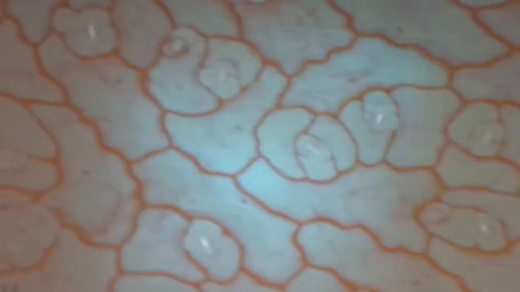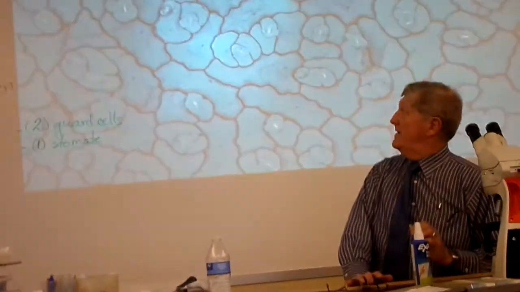All right, now please put slide number 97 on your scope. 97. And you're going to have to go to the 40X objective lens.